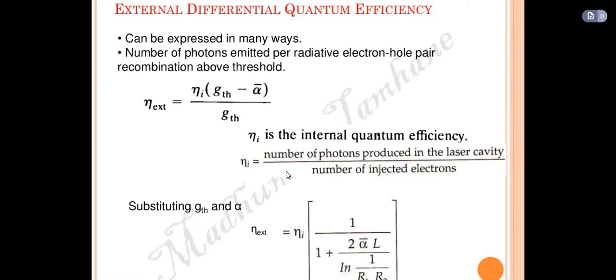Next, how do we get the external differential quantum efficiency? Our main concept is efficiency, right? How much efficiency are we going to get? That can be expressed in many ways. One of the ways is what?